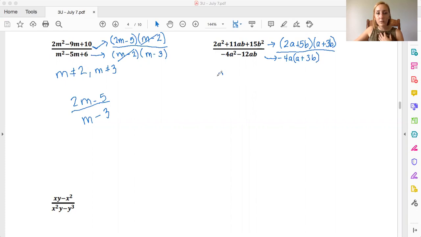Okay, so our restrictions are that a cannot be equal to 0 because of here. And a cannot be equal to negative 3b. So that one. And then we cancel out. So we have a plus 3b that are the same, so those cancel out. And we are left with 2a plus 5b over negative 4a. Hopefully that makes sense. So I'm going to clear that.